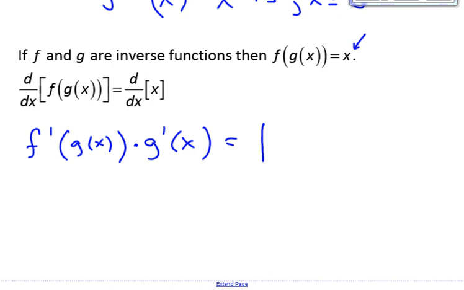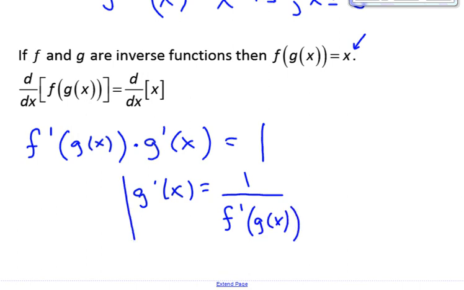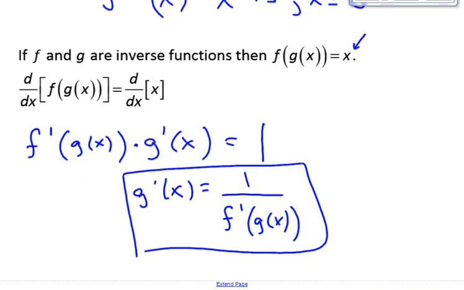So if I were asked the derivative of an inverse, remember, g is the inverse of f. So that means I would want g prime. If I solve this for g prime, then you simply get 1 over f prime of g of x. And that right there is the derivative of an inverse function. All right? So now let's apply that rule.